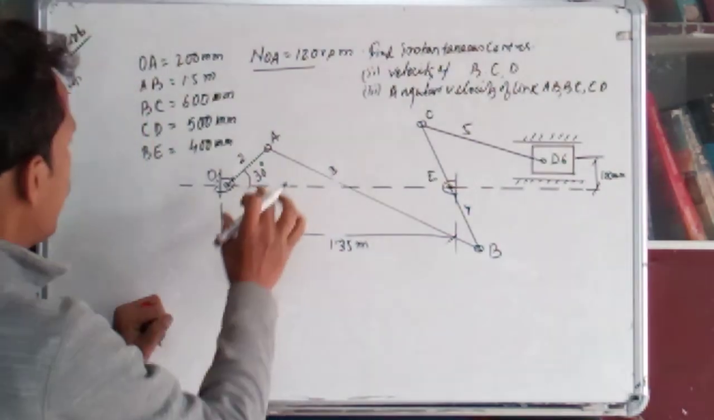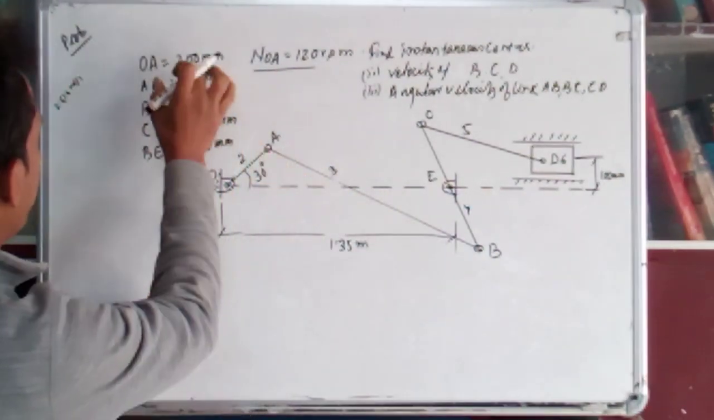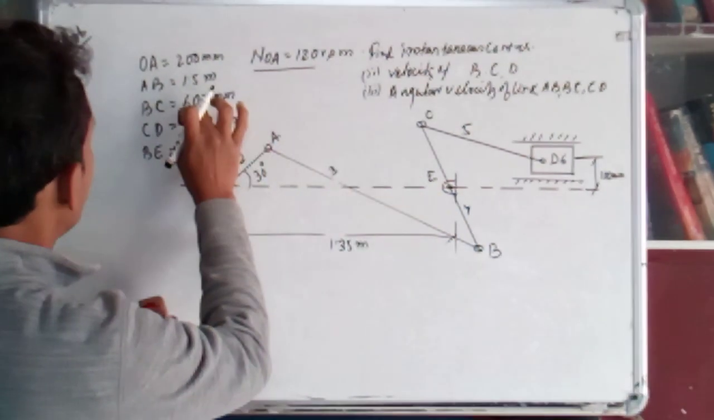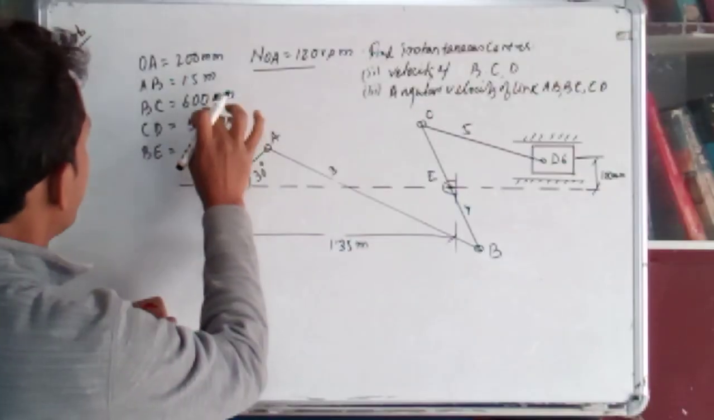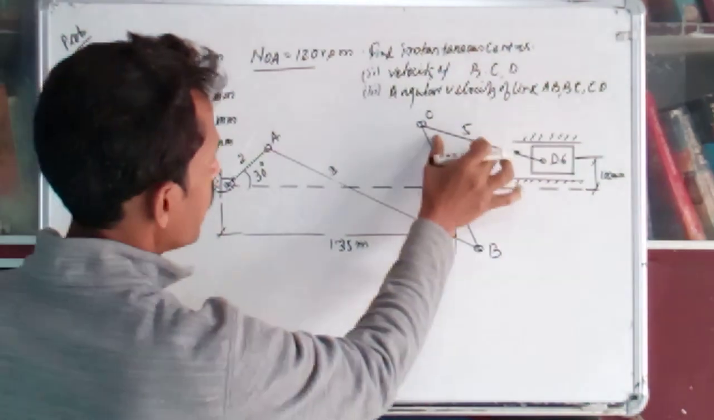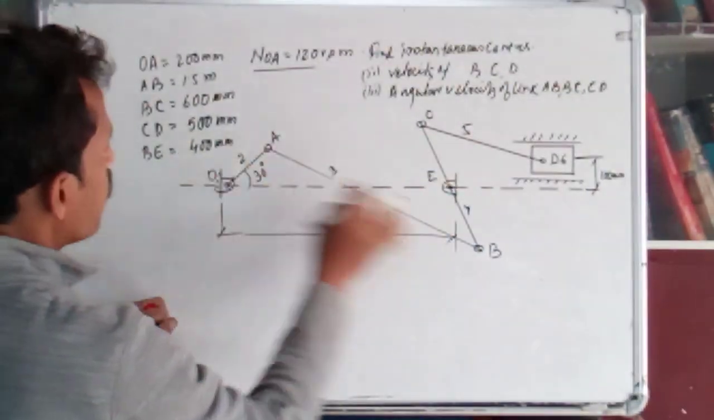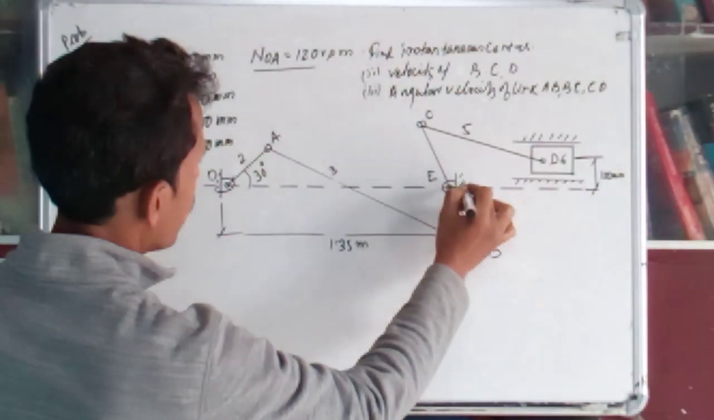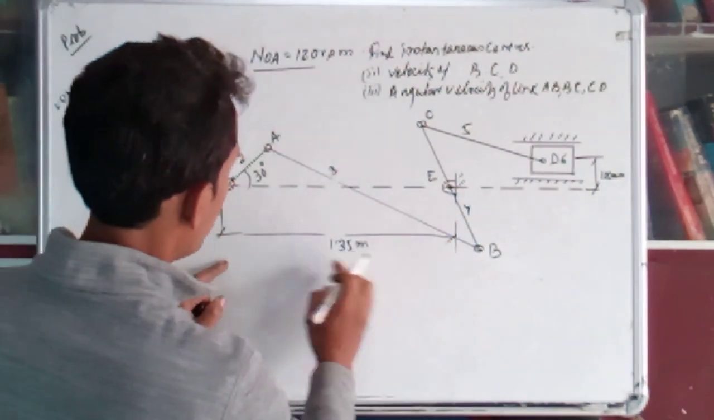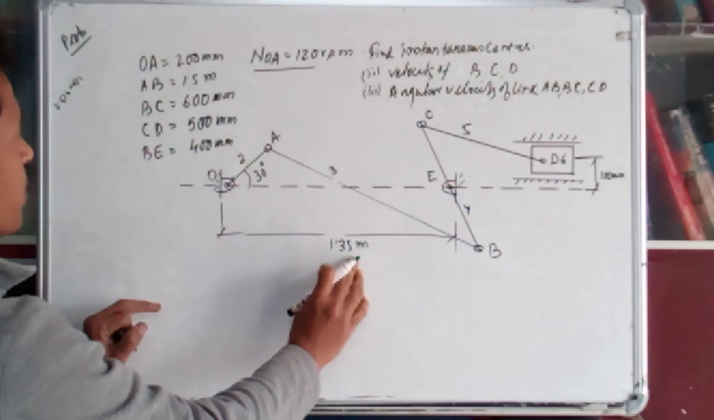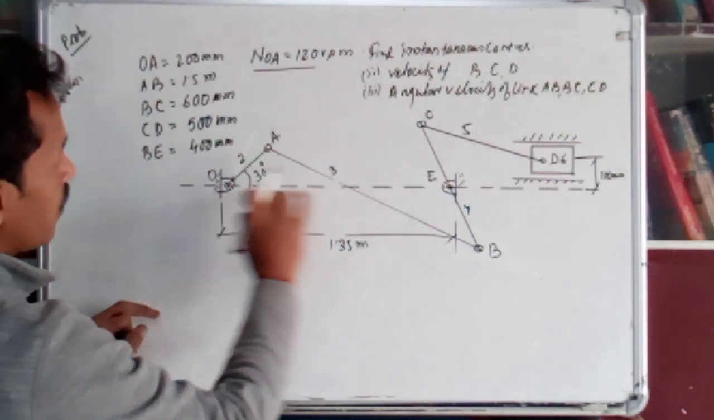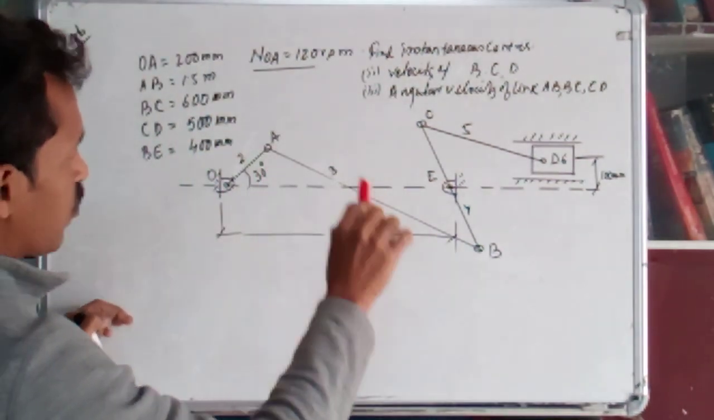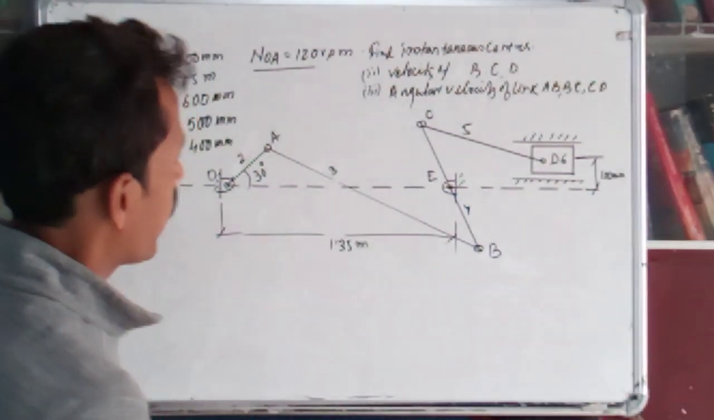The lengths of all links are given. OA is 200 millimeter, AB is 1.5 meter, BC is given, DC is 600 millimeter, CD is 500 millimeter, and BE is 400 millimeter, and O2E distance is 1.35 meter. The crank makes an angle of 30 degree with the horizontal axis. So we have to find the velocity of different points and the angular velocity of different links.